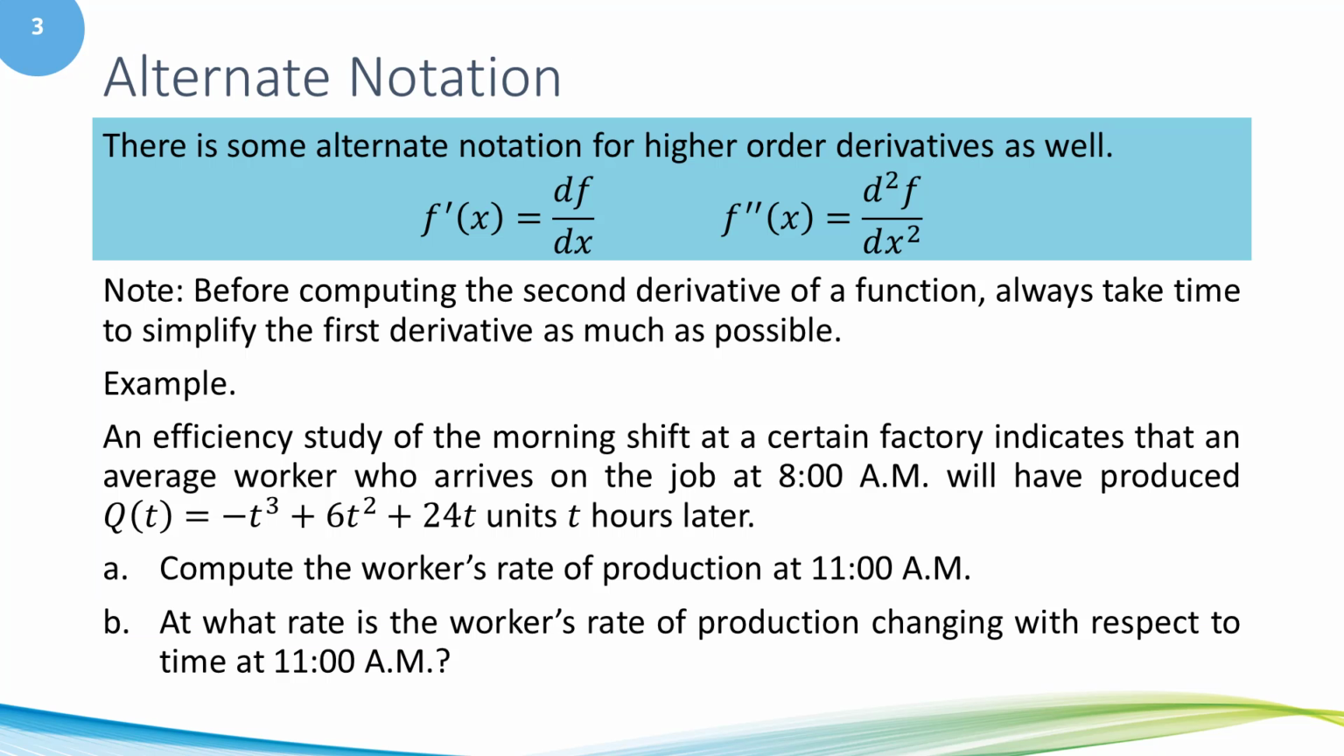Let's go straight to the example. Let's say Q(t) is the productivity of a morning worker. You can see that Q(t) is equal to minus t cubed plus 6t squared plus 24t. We want to find the worker's rate of production at 11 AM and also at what rate the worker's rate of production is changing at 11 AM.